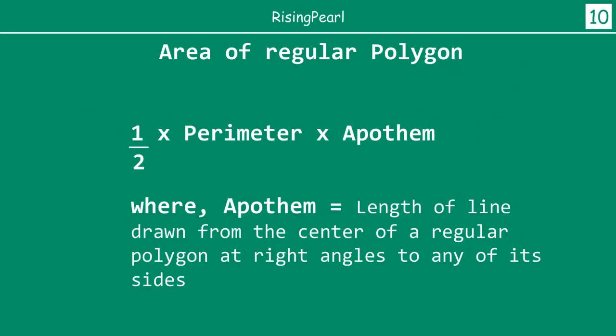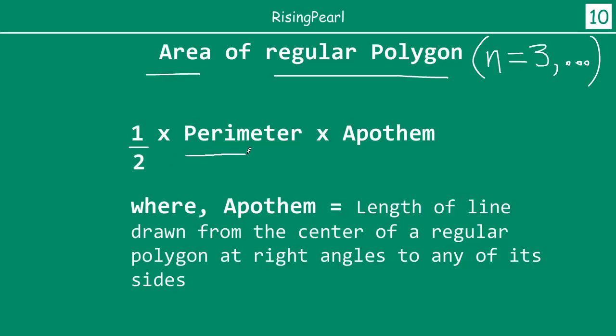Now let's take a look at how we find the area of any regular polygon. If we write the number of sides by n, it will be 3 or greater, so 3, 4, 5, etc. The area, like we saw in the last webisode, last question, will be half times the perimeter of the polygon times the apothem. Now what is the apothem? The apothem is the length of the line drawn from the center of the regular polygon at right angles to any one of the sides.